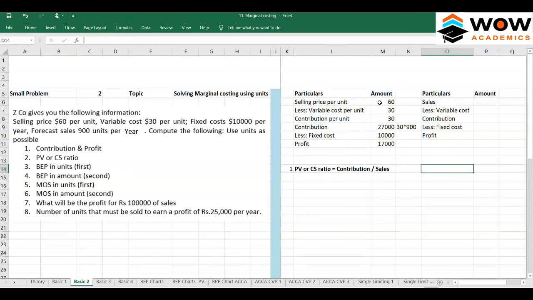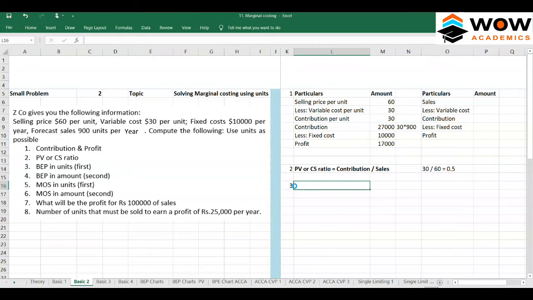Answer would be 30. Contribution is 30. Sales is 60. So which leads us to 0.5. Okay, so that's about the first one. Let's get the second one. Sorry, that is actually the second one. So getting the contribution was the first one.